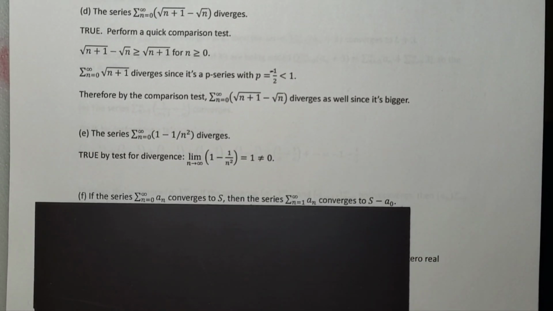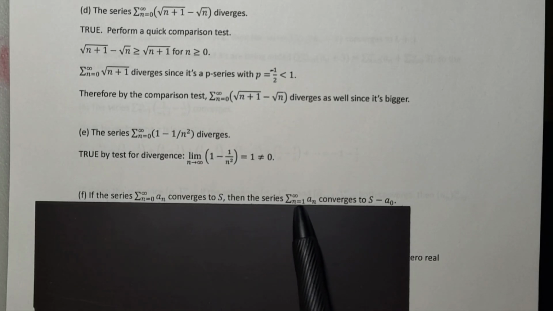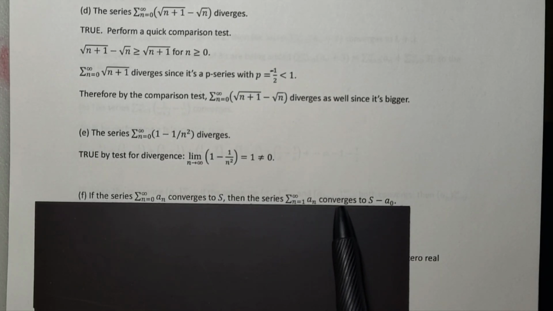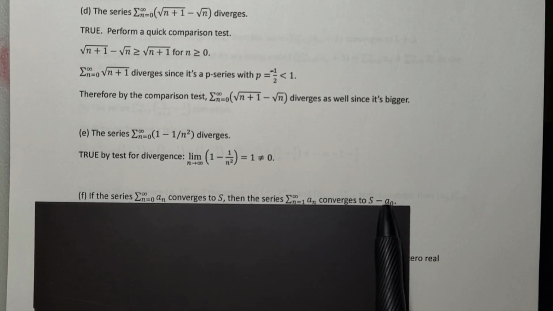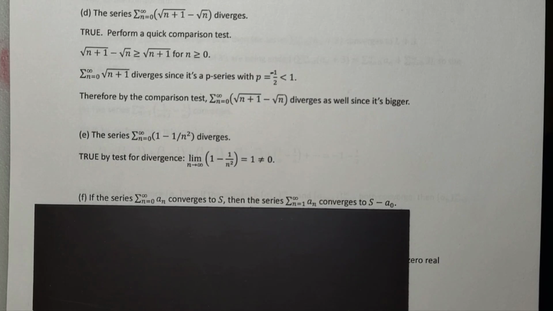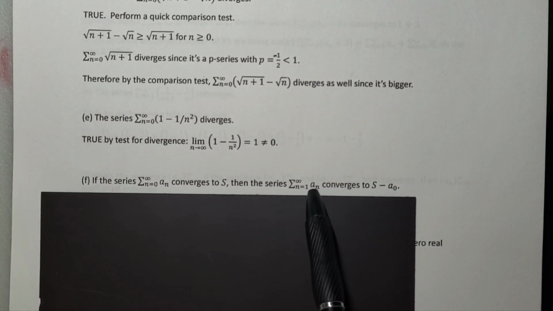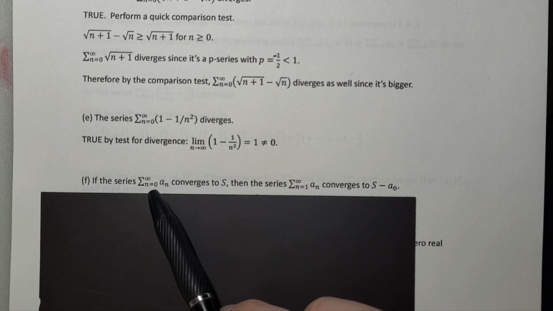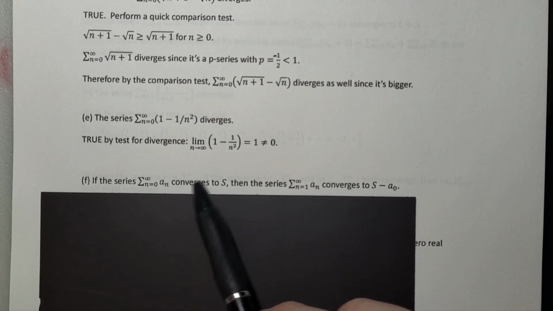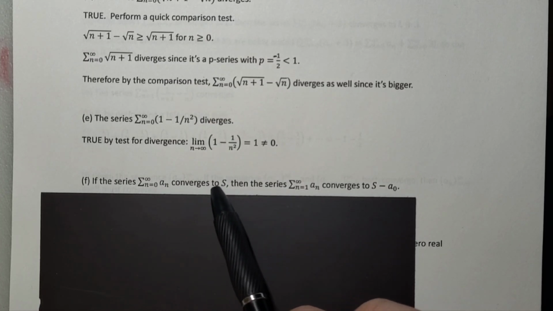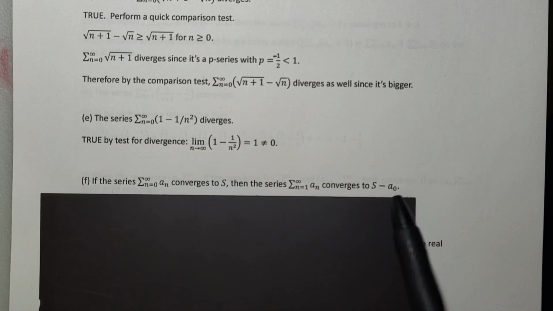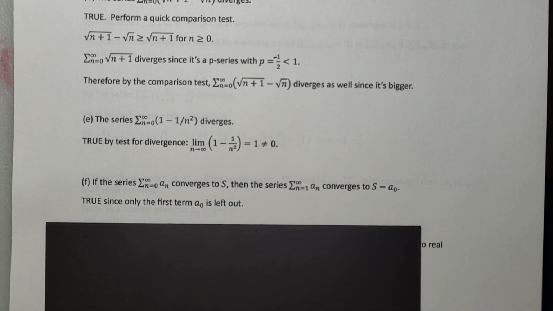Next. If the series summation as n goes from 0 to infinity of a sub n converges to s, then the series summation as n goes from 1 to infinity of a sub n converges to s minus a sub 0. Is this true or false? Hopefully this one's easy. It's true, because you're just starting from the next term instead of starting from 0, so you subtract the very first term, s minus a sub 0.